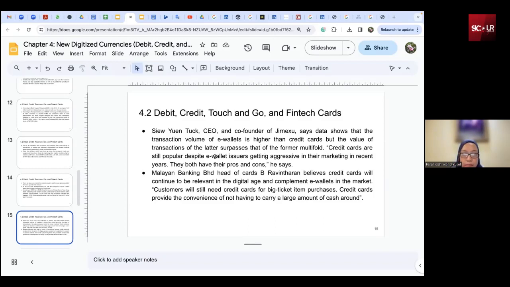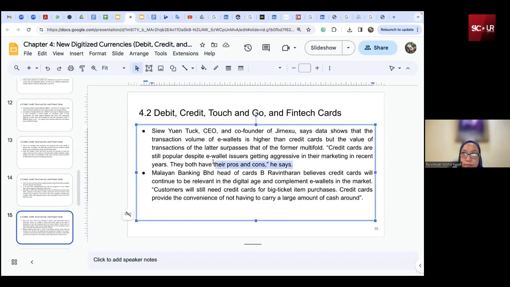Credit cards are still popular despite e-wallet issuers getting aggressive in their marketing in the recent years. They both have their pros and cons. So, they are comparing e-wallet and credit cards. Sebab credit card ni kalau macam huge transaction, kita pakai credit card. Macam transaction yang macam RM10 about below like 100, 200, usually they will use the e-wallet only. Betul. Saya pun suka macam tu.